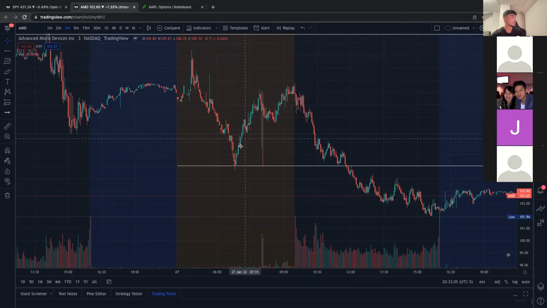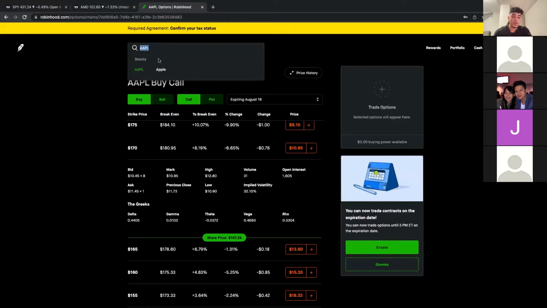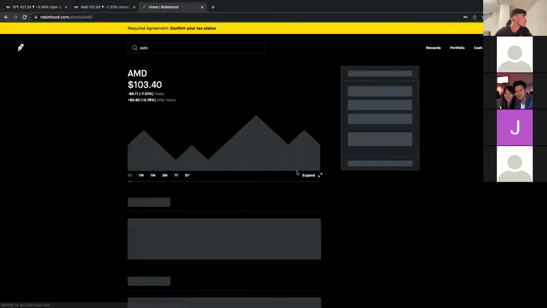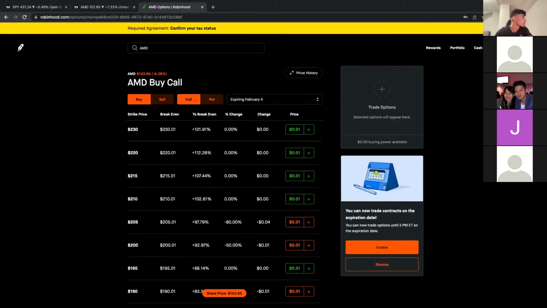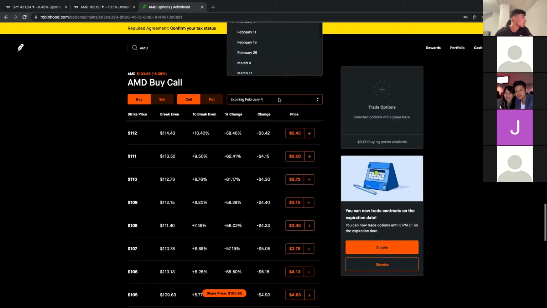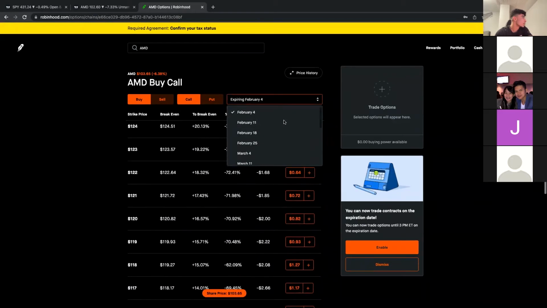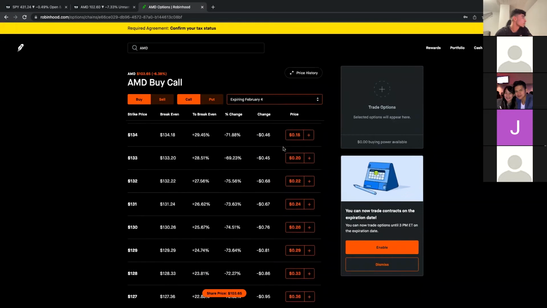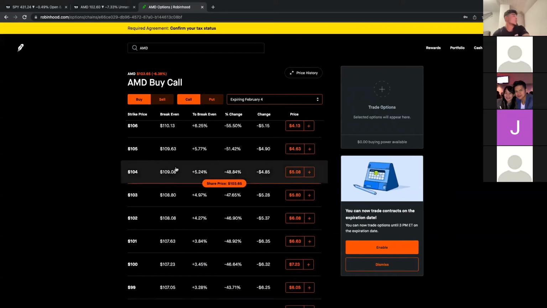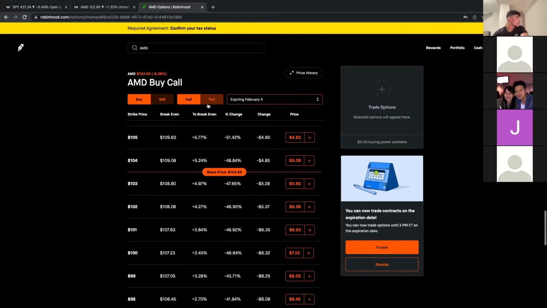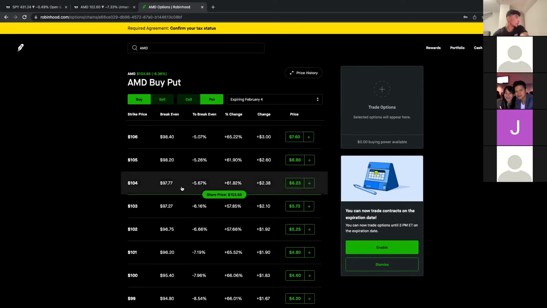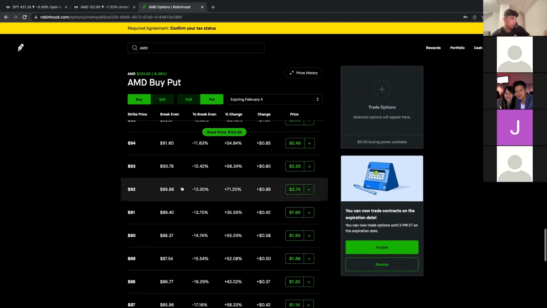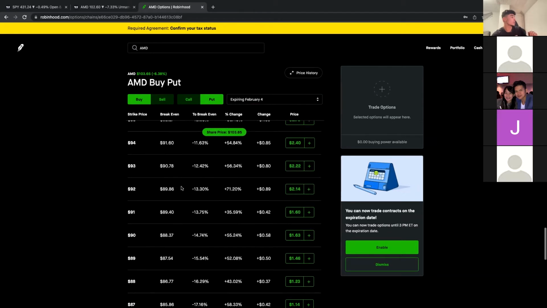If we go back to Robinhood, we can take a look at those options for AMD for tomorrow's expiration. Why is this expiring in February? It's not even showing me the ones for tomorrow. All right, February 4th will work. So if we were to look at these AMD puts, buy put, you can go in here and essentially buy any of these various puts.